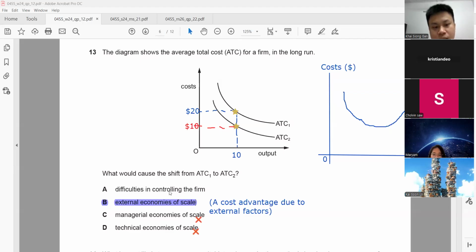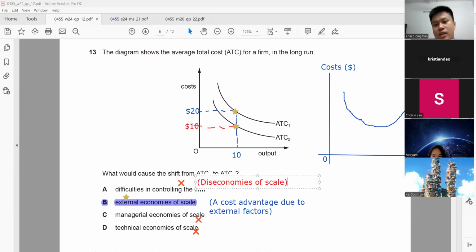Wrong. Okay. This one, difficulty in controlling the firms, is this diseconomy of scale. This diseconomy of scale means the cost starts to go up. So this is wrong as well. So what you can choose is external factors. You benefit the cost advantage due to the external factors. A cannot be the answer because A is this diseconomy of scale.